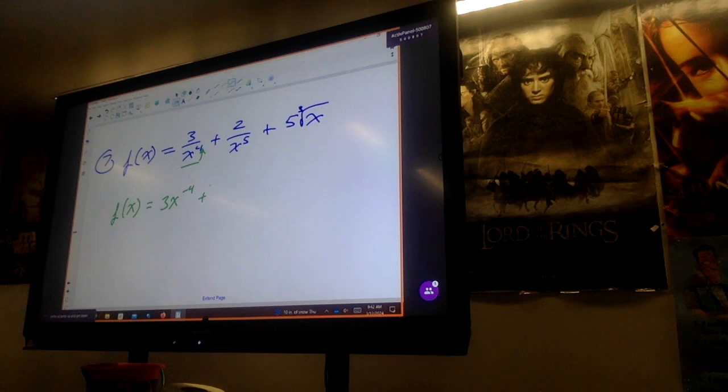So what does this next one have to become then? 2x to the negative 3. Good. All right. Ooh, here comes the trick question. I have the 3rd root that's raised to the 1st. So I'm going to change this to 5x to the 1/3 power.